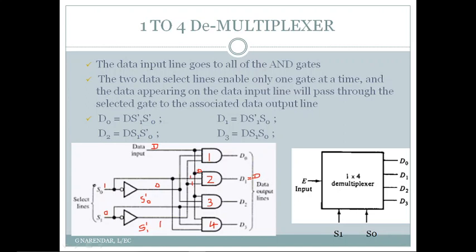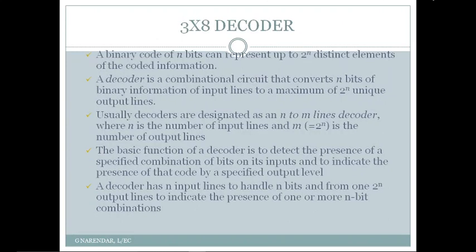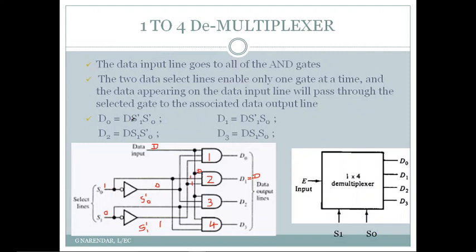So if you choose a different combination for the select lines, then you will select a different data output line, and the input data will be placed on that selected output line. So here you can see that considering the selection input combination S1 S0 equal to 0 1, the AND gate associated with D1 will have two of its inputs equal to logic 1, and a third input is connected to D. Therefore the output of this AND gate follows the information provided by the data input. The remaining AND gates have logic 0 as at least one of their inputs, which makes their output equal to 0.